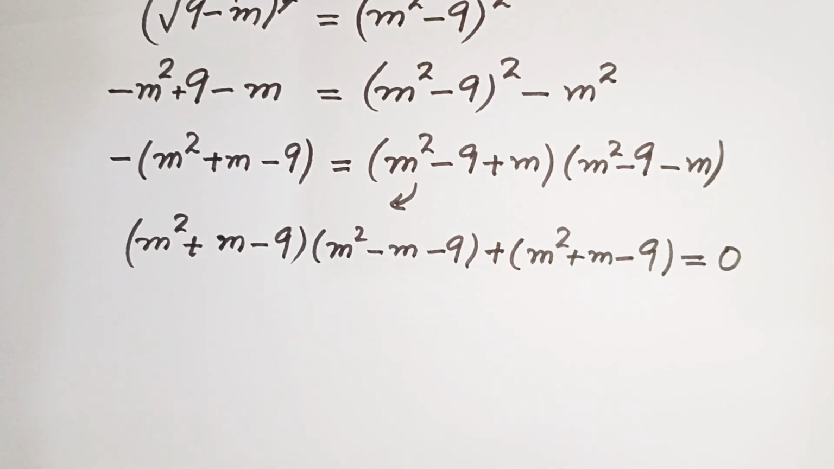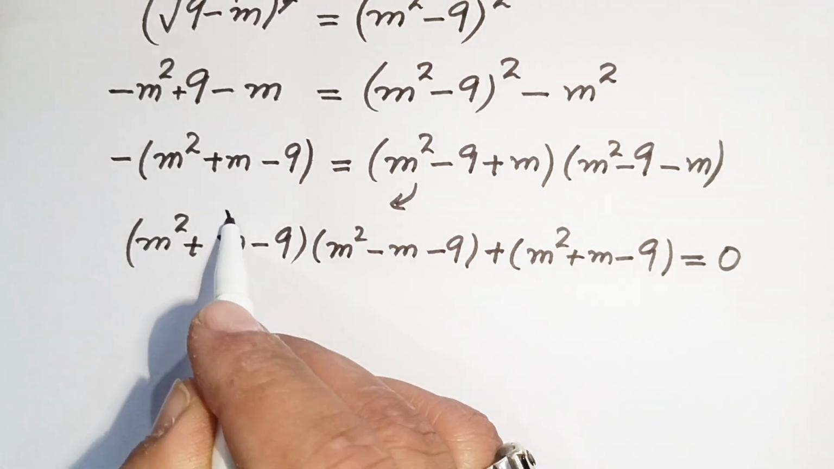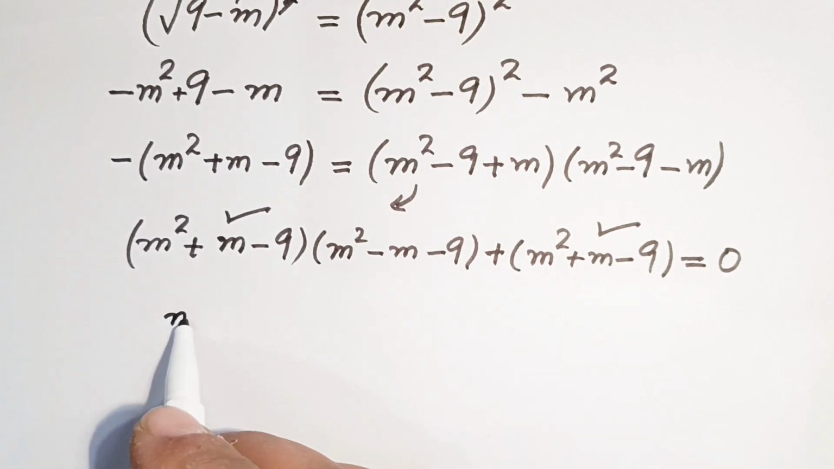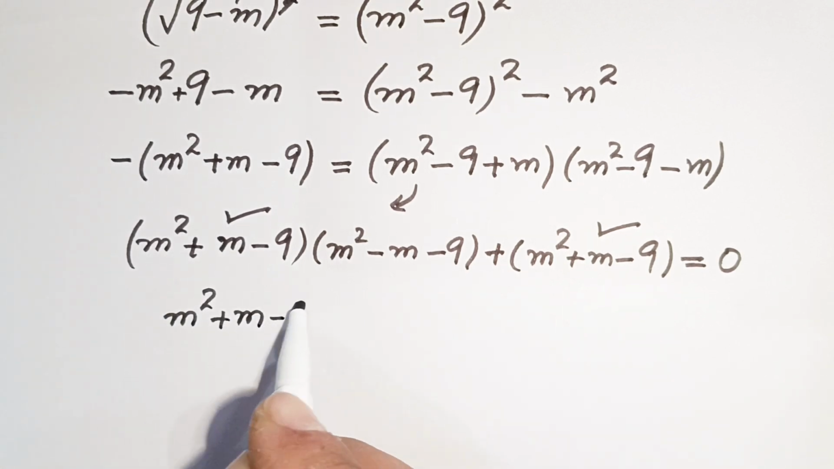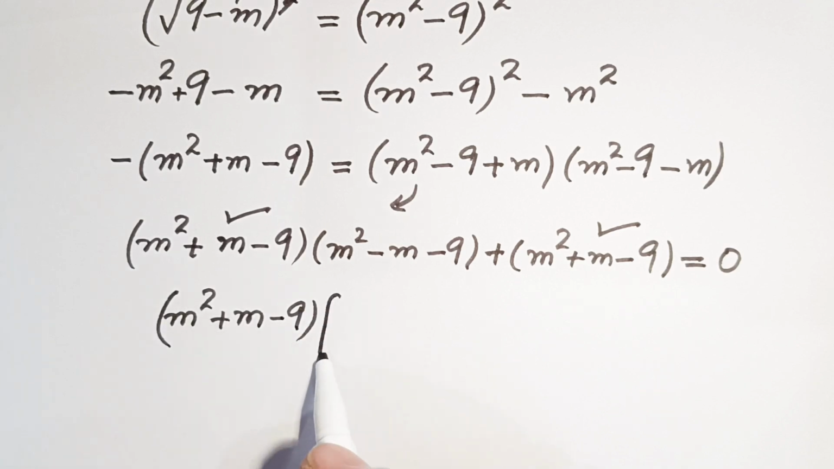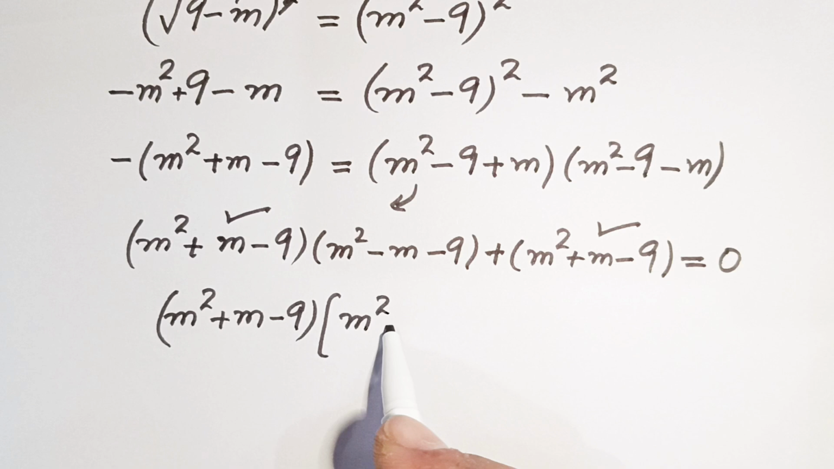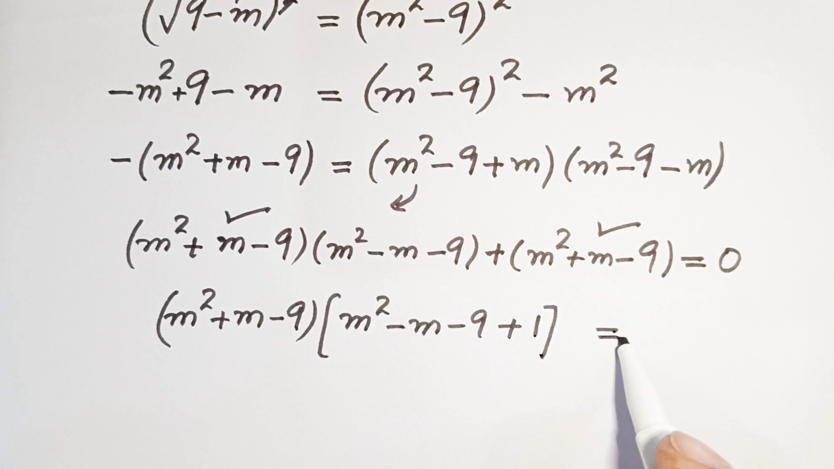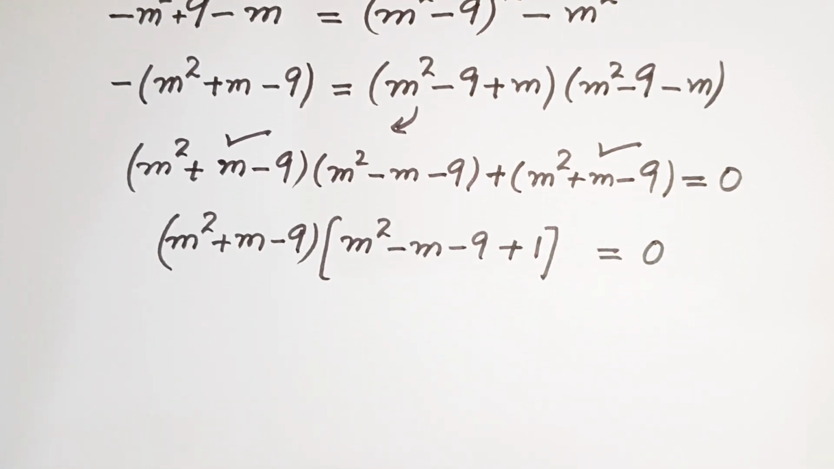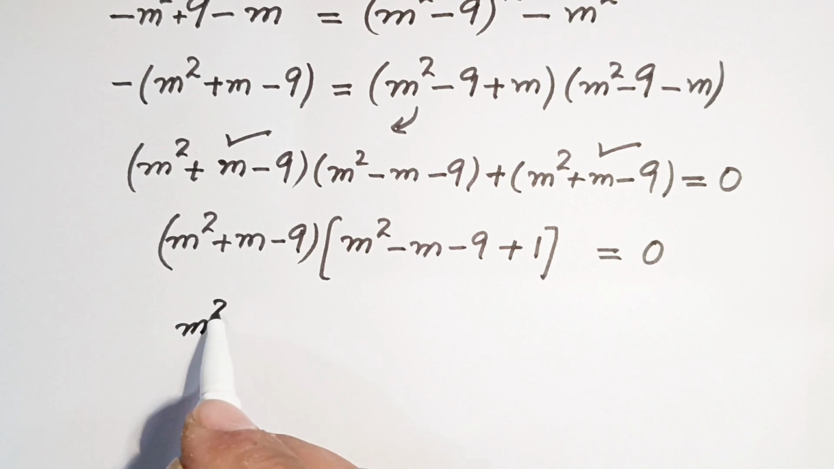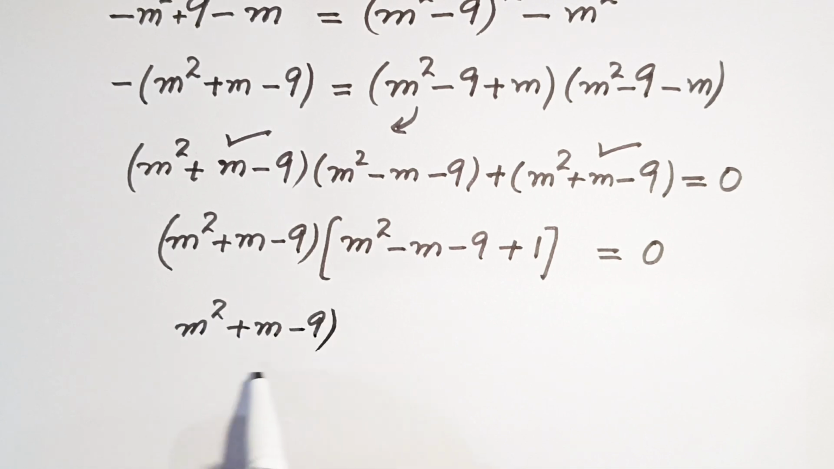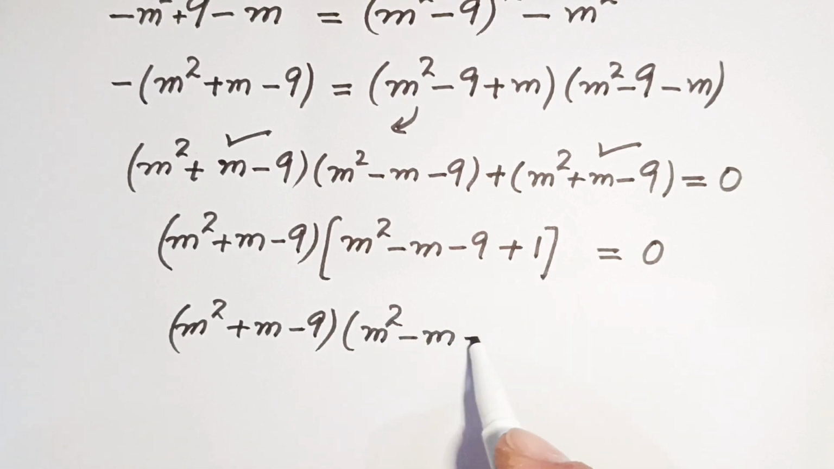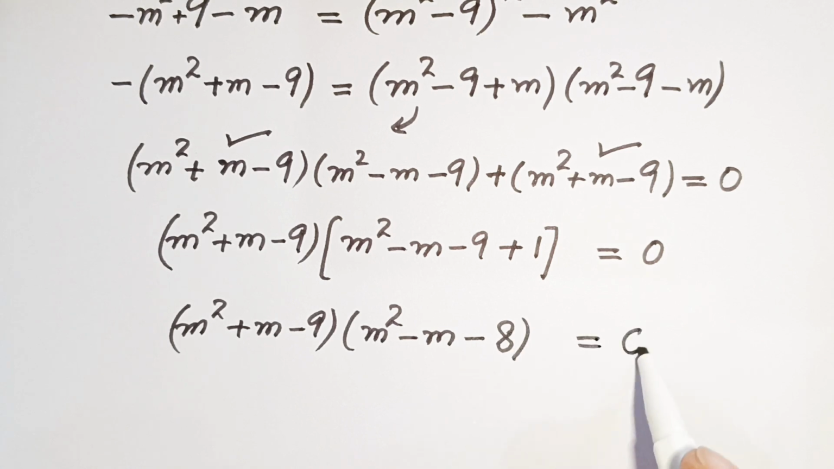Now we see that here it is m squared plus m minus 9, it is also m squared plus m minus 9. So we just take common m squared plus m minus 9, and here we will get m squared minus m minus 9, and here we just write plus 1, that is equal to 0. Now m squared plus m minus 9 times m squared minus m minus 9 plus 1, we will get minus 8, that is equal to 0.